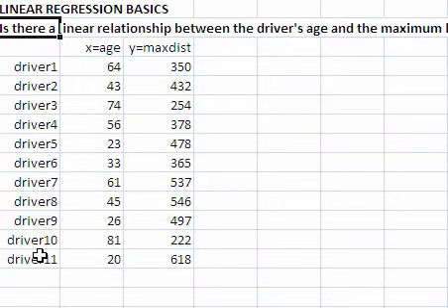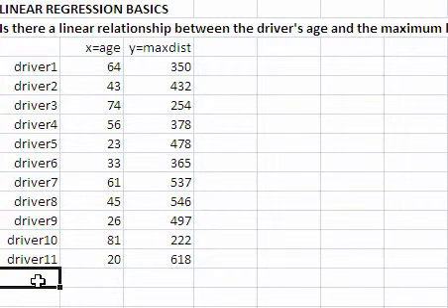We have data from 11 drivers. These are the ages, they are the x variables, the explanatory variable, and the maximum legibility distance in feet is the response variable or the y variable. First thing we need to do is calculate the sum of the ages and the distances.